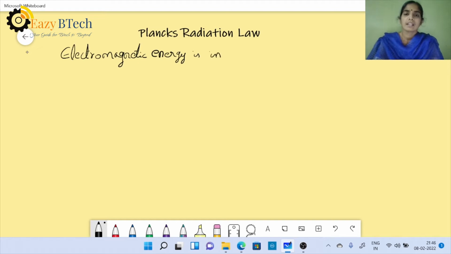And these discrete portions are represented with h mu, where h stands for Planck's constant and mu stands for frequency of radiation. Now, according to Planck's radiation law, we have the expression for energy E lambda d lambda. I'm saying expression for energy in terms of wavelength. We can give it either in terms of wavelength or the frequency. So here I'm writing it for wavelength.